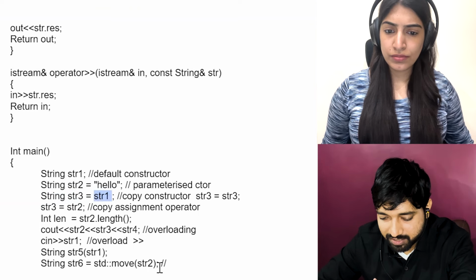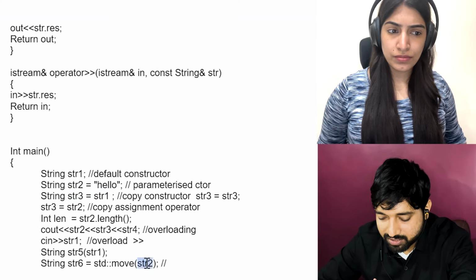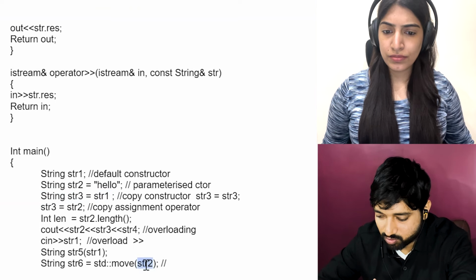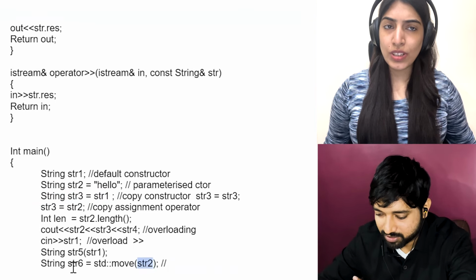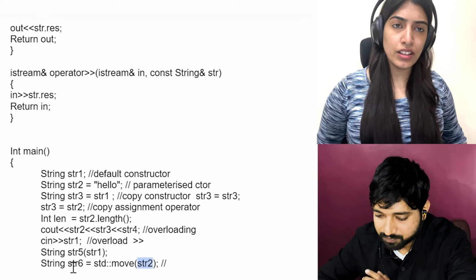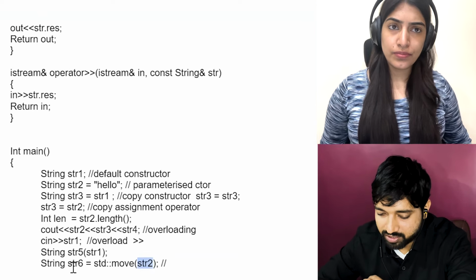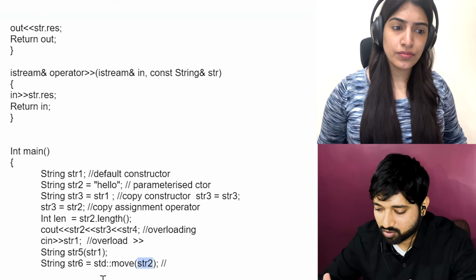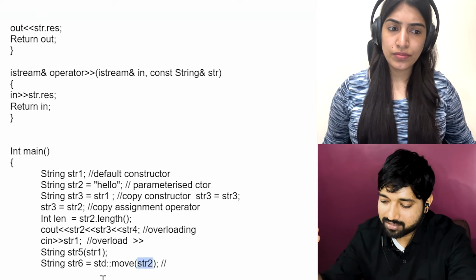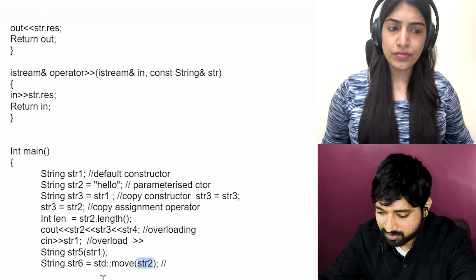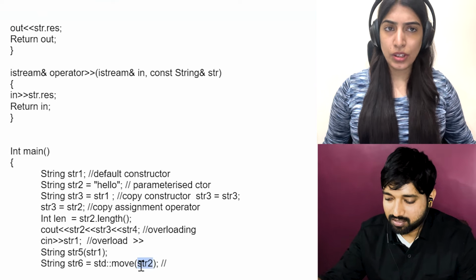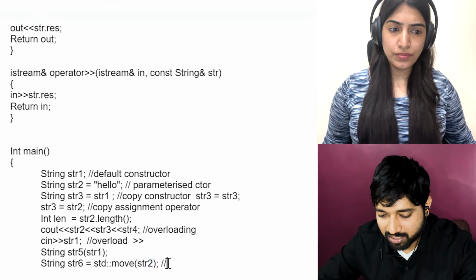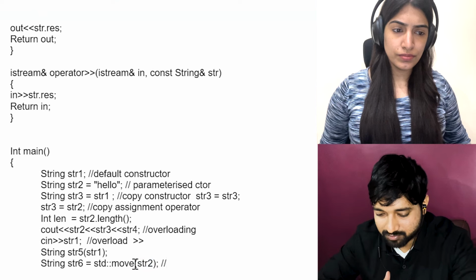But str1 still used to be there and str3 still used to be there after that statement. Here, whatever resource was inside str2, the resource and the length, everything, just give it to str6 and you just die. That is the whole concept. If you try to use str2 after this, you will get a null pointer or exception, which is implementation dependent. But the main thing is you are moving your resource to someone else.